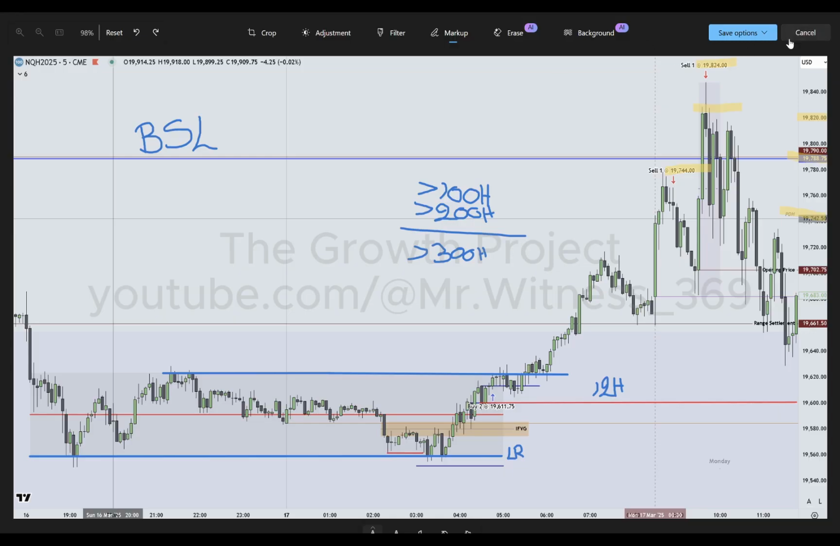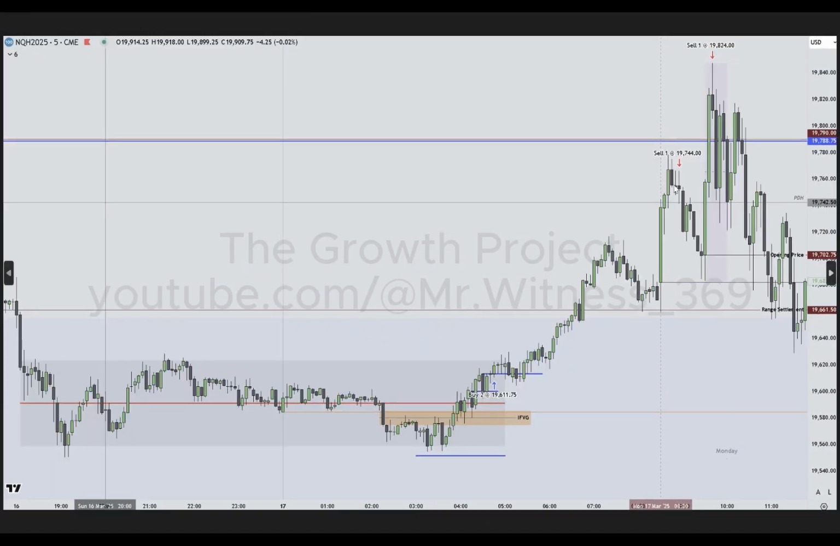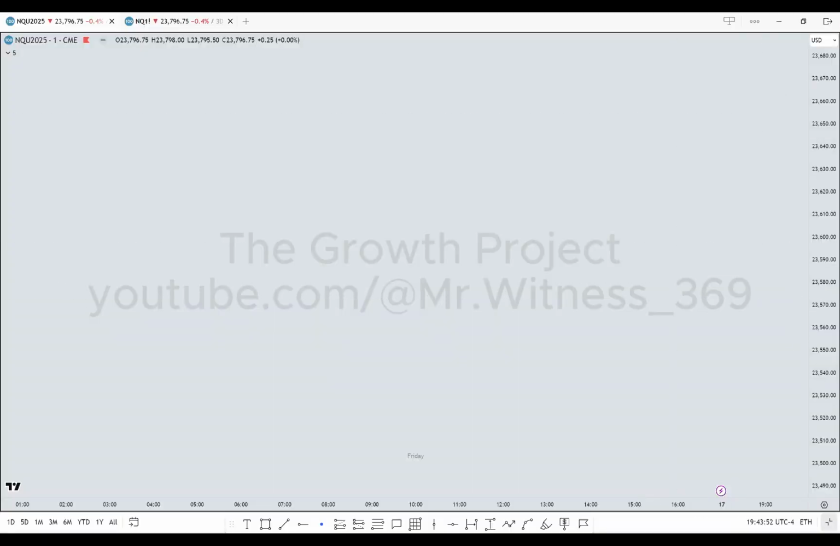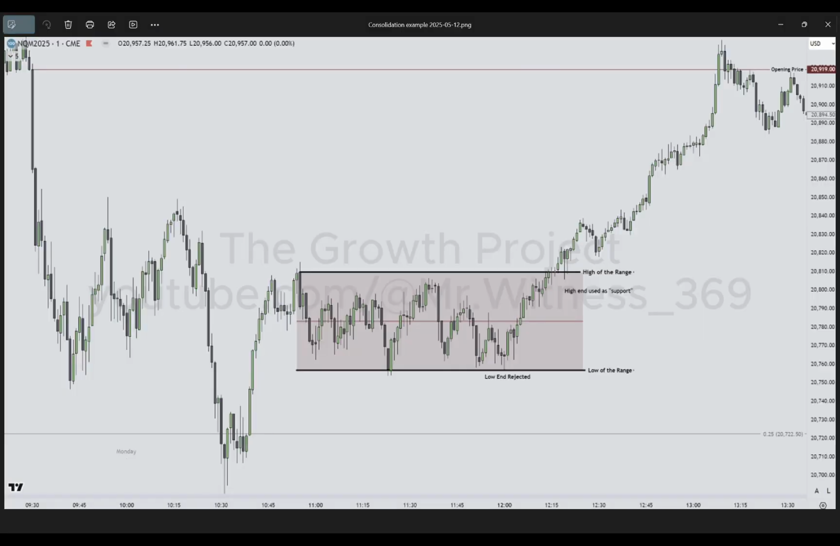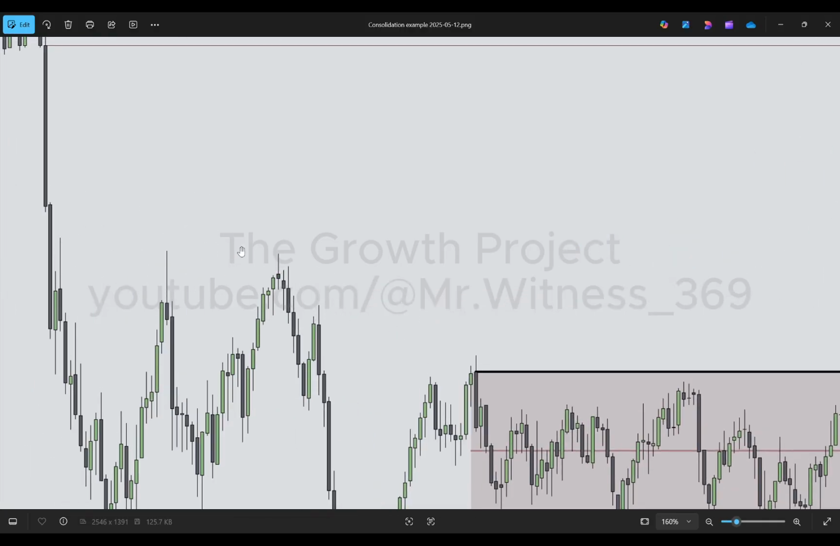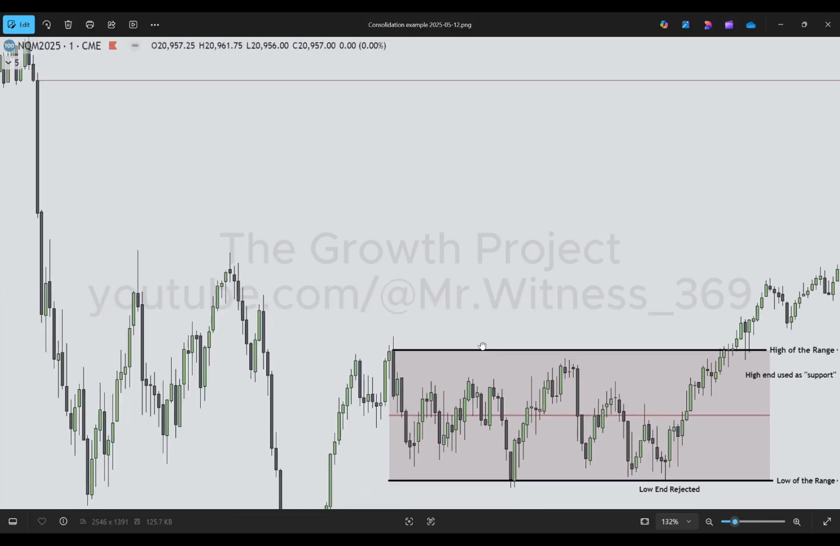So this is one of the things that the consolidation model will bring you. Okay, let me close this. Let me show you something else. This is also another model for that. Whenever you have a swing high, a layer like this is a high probability target.